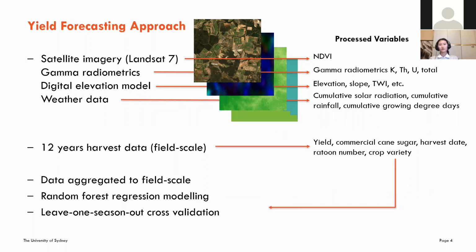We worked with a farm in the Bundaberg region, 380 hectares of irrigated sugarcane, 70 fields, 12 years of yield data. We aggregated to the finest resolution of yield data available, the field scale, and we ran a random forest regression model. To validate, we used leave one season out cross-validation.